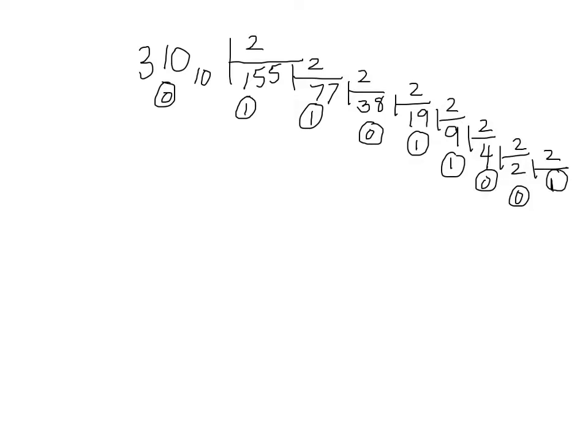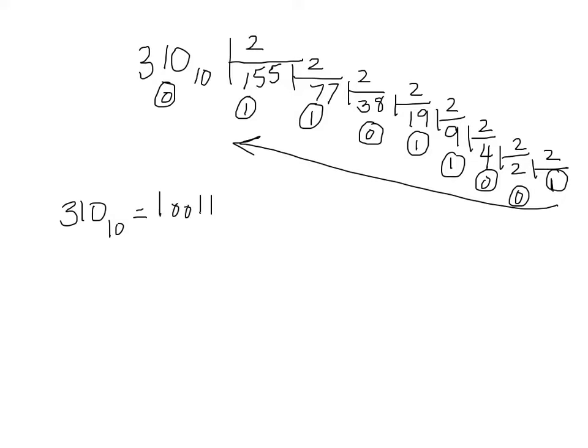So we are going to write the new number starting from the remainder at the bottom to the remainder at the top. And that's going to be the number in the new base. So we are going to say 310 in base 10 is 100110110 in base 2. So far, we talked about how to change a number from base 10 to base 2.